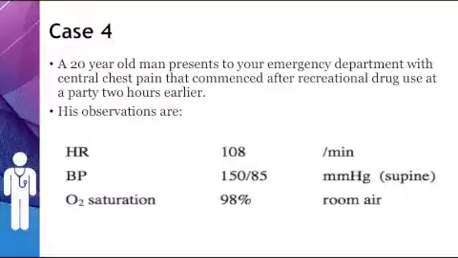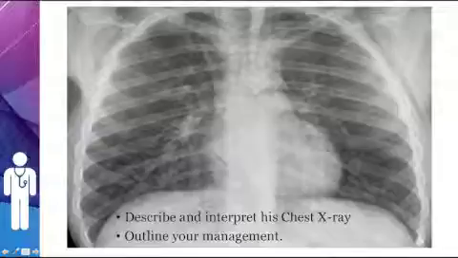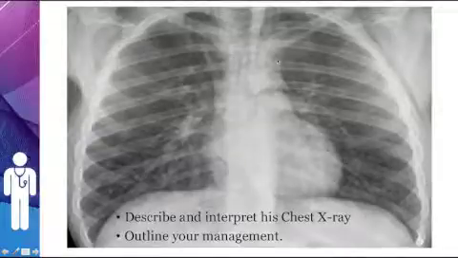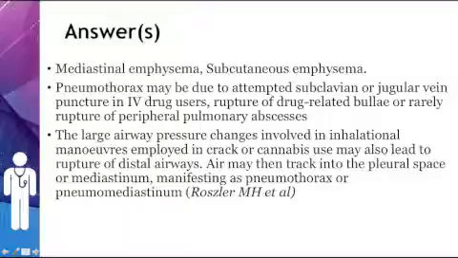Here's case 4. A 20-year-old man with recreational drug use coming to the ED with chest pain. He's a bit hypertensive for a young man. Here's an example of pneumomediastinum. There's some subcutaneous emphysema there. This could be due to a bunch of issues, but essentially you can have big changes in the airway pressures due to inhalational maneuvers.